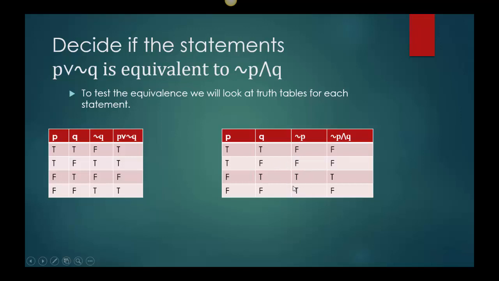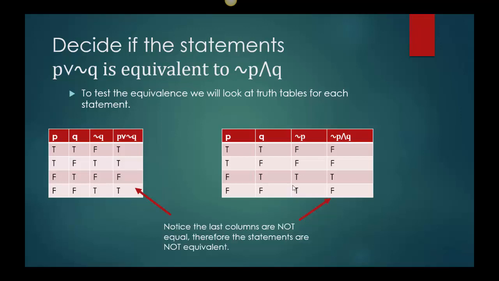False, true, that's false. So let's look at the last column. I have true, true, false, true. Let's look at the other last column, false, false, true, false. Those are not the same, right? So these, since they're not the same, we can say the statements are not equivalent.